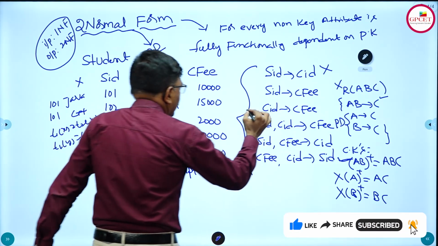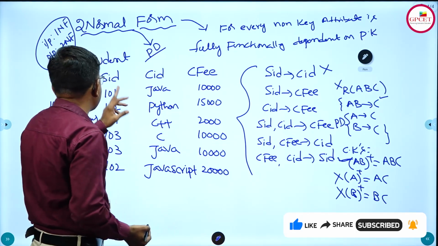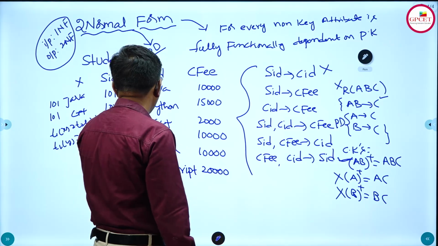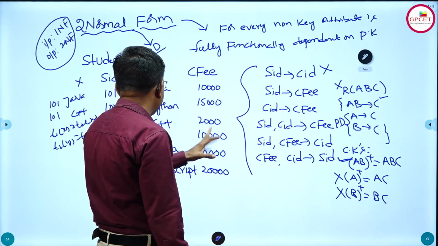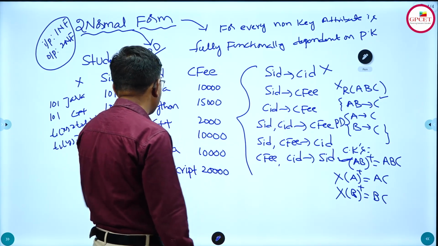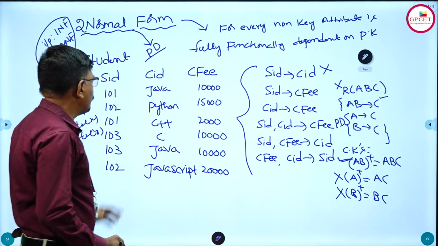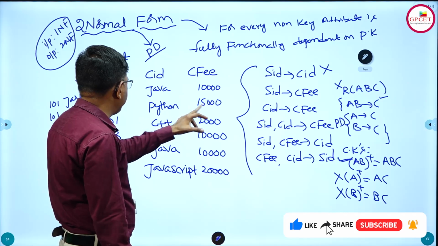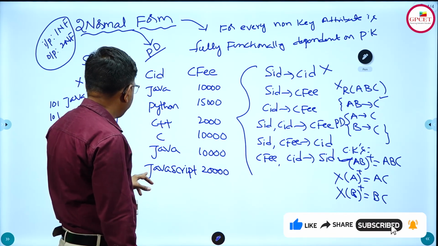Next, CID tends to course fee. Observe here: Java 10,000, Python 15,000, C++ 2,000, C 10,000, Java 10,000, JavaScript 2,000. Is there any other Java with a different fee? Okay, no problem. Python 15,000, right? Is there any other Python 15,000?